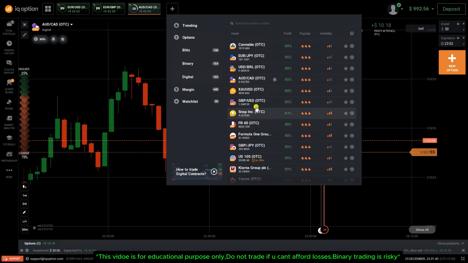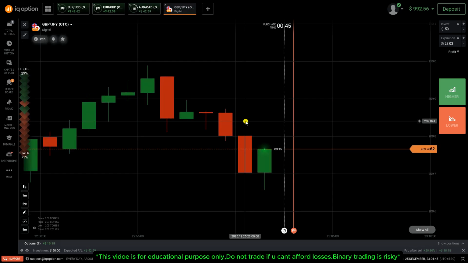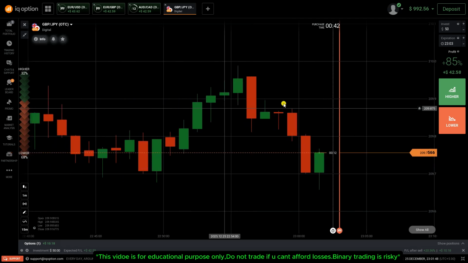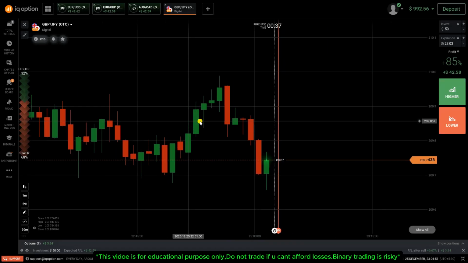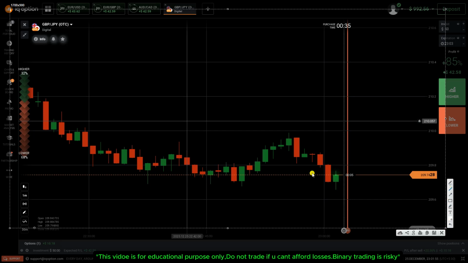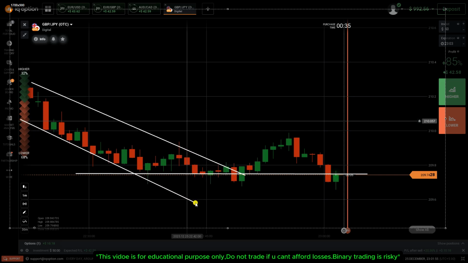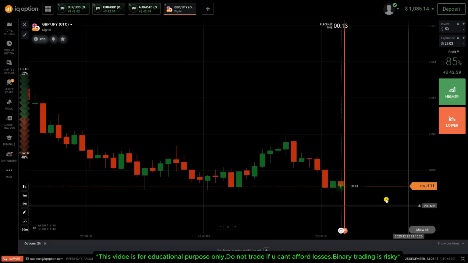So let us take another chart. GBP JPY. The previous market is a downtrend market with lower highs and lower lows. After that it ranges between these two candlesticks. So the market is making a retracement. So we can place a downward direction trade here.